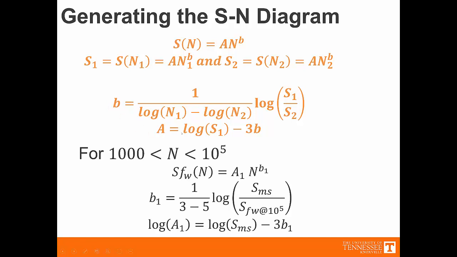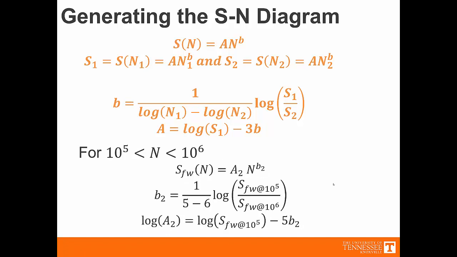So for in between 1,000 and 10,000, what we're going to use is S_ms as one value at 10 to the third. And for our other value, we'll have S_fw at 10 to the fifth, and that'll be calculated again at 10 to the fifth cycles. So these will be our 2 governing equations for the first portion of the curve. We can solve for a particular A, I'm calling it A1 and B1.